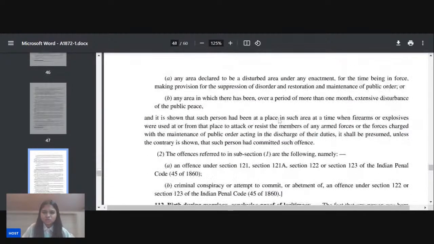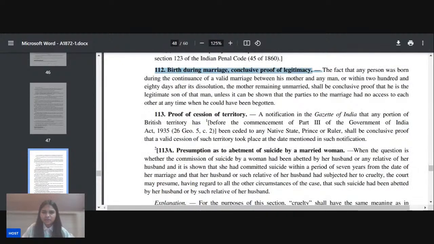112A says about presumption as to other offenses. 112 is very important. It is the conclusive proof of legitimacy. It is an irrefutable presumption of law. Remember, 112 is an irrefutable presumption of law. So if any child is born during the continuance of a valid marriage, or within 280 days after the dissolution of marriage, and the mother has not married any other person, it's a conclusive proof that the child is a legitimate son of the man to whom she was married. Now there is an exception. If the man can prove that he had no access to her at the time when she conceived, then it will be a different case. Otherwise, it will be a conclusive proof of legitimacy.